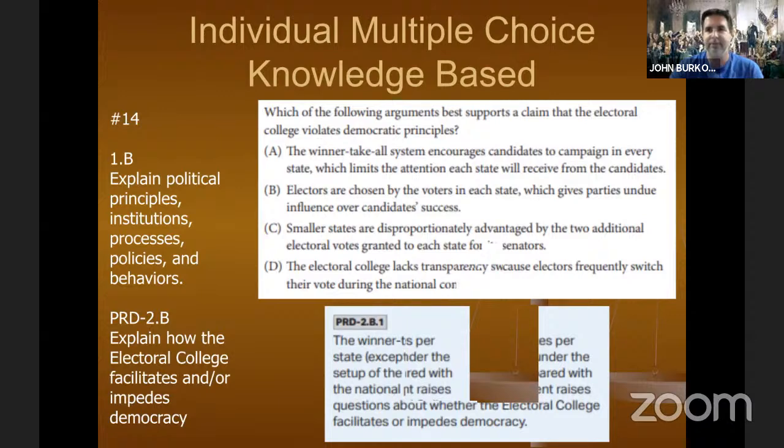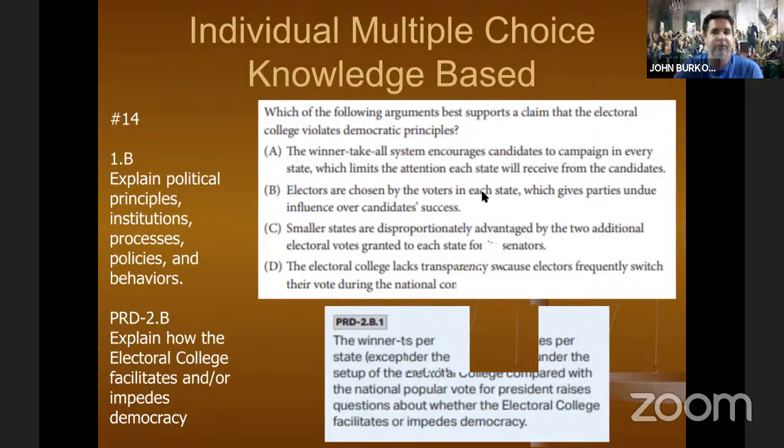The winner-take-all system encourages candidates to campaign in every state. Whoa. Which limits the attention each state will receive. I'm not going to go to Wyoming. Wyoming is a solid red state. It's only 3 electoral votes. No thanks. I'm not going to go to Massachusetts. Oh, but there's a chunk of electoral votes from Massachusetts. But it's a solid blue state. Where am I going to go? Swing states. You're not going to visit every state. We understand how the system works. So that would actually be cool with democratic principles if we were going to campaign in every state. But we know that's not how it works.